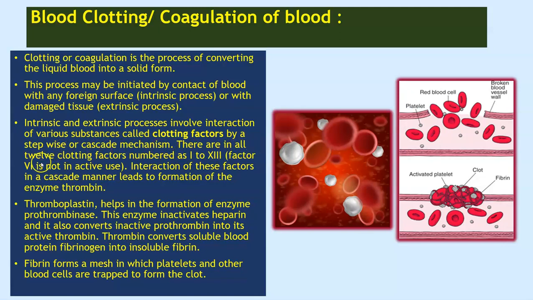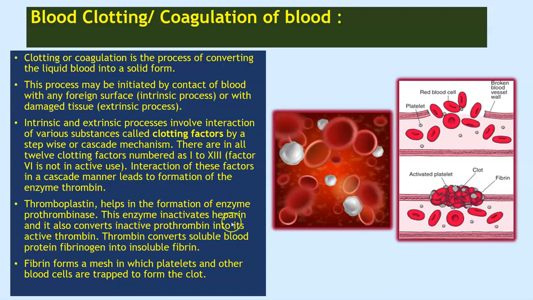There are in all 12 clotting factors numbered 1 to 13. Factor 6 is not in active use. Interactions of these factors in a cascade, that is, in a stepwise manner, lead to the formation of the enzyme thrombin. The thromboplastin helps in the formation of the enzyme prothrombinase.